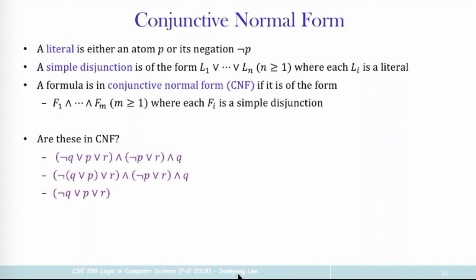Now if you take this one, this is actually related to the question that was raised earlier. Is this CNF or not? It is also CNF. And in this case, m equals 1. There's no conjunction, but it is still called conjunctive normal form because the case m equals 1 happens to be this. When m equals 1, it's only F1, which is a simple disjunction. Okay, good. Is this CNF?